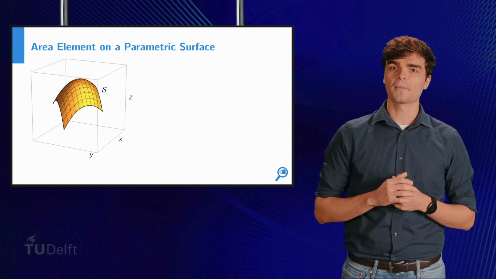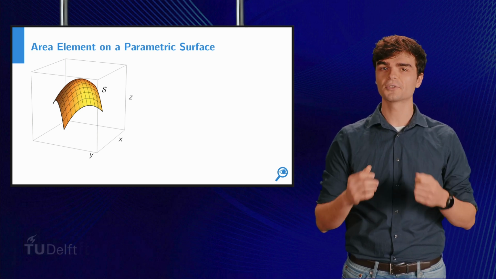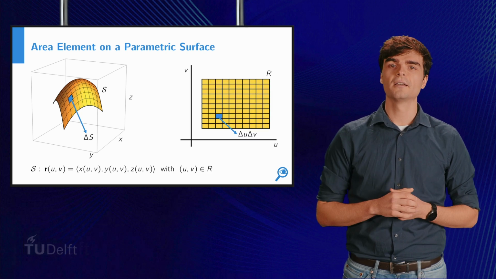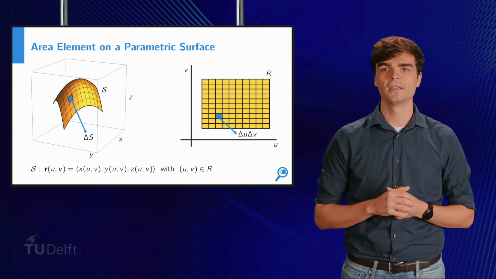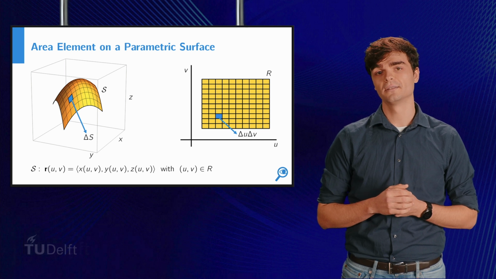Up until now, S was an area in 2D. What happens when we need to calculate the area of a surface in 3D, like this surface S? We again assume that this surface can be parameterized by coordinates u and v. How do we find the area element delta S in terms of u and v?